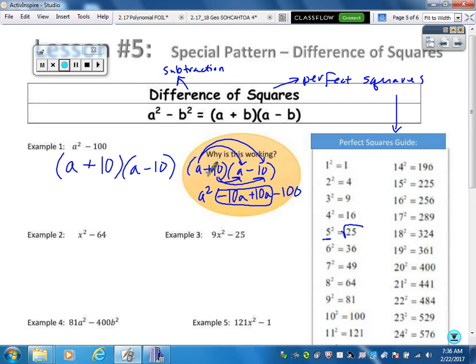When they're the same thing with addition and subtraction, your 2 middle like terms cancel out because you get positive, negative, the exact same thing. And you're left with a perfect square minus another perfect square. So just remember why the pattern's working, but you just need to get your pattern done. Alright, let's do a couple more.